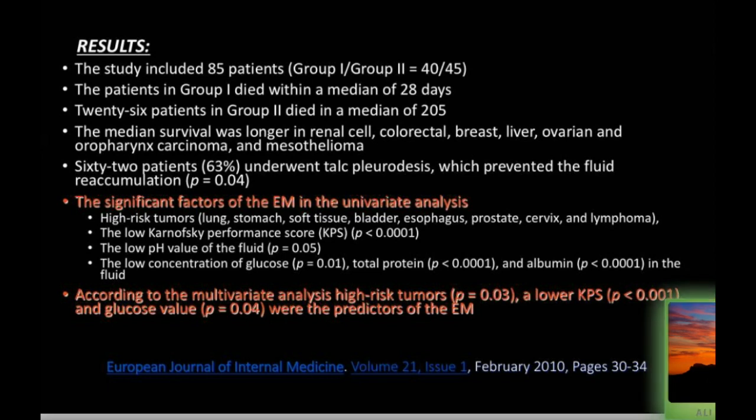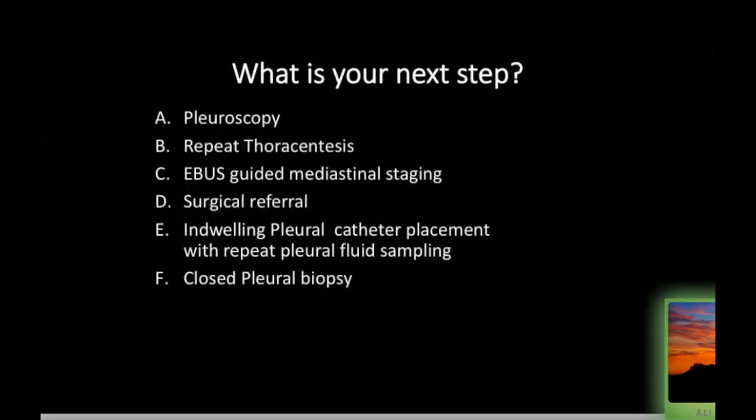And other patients didn't. Now, if you look at the significant factors in early mortality, you'll see that cancers like lung and stomach and bladder and esophagus and prostate had a very high mortality associated with malignant pleural effusion. People who had low performance status, people who had low pH in this scenario, and people who had low concentration of glucose, which goes hand in hand with low pH. So, the two most common cancers that you see with malignant pleural effusion, one has a really good, or relatively good, prognosis, which is breast, and one has a very early mortality within a month, according to this study. And previous studies have shown within 100 days.